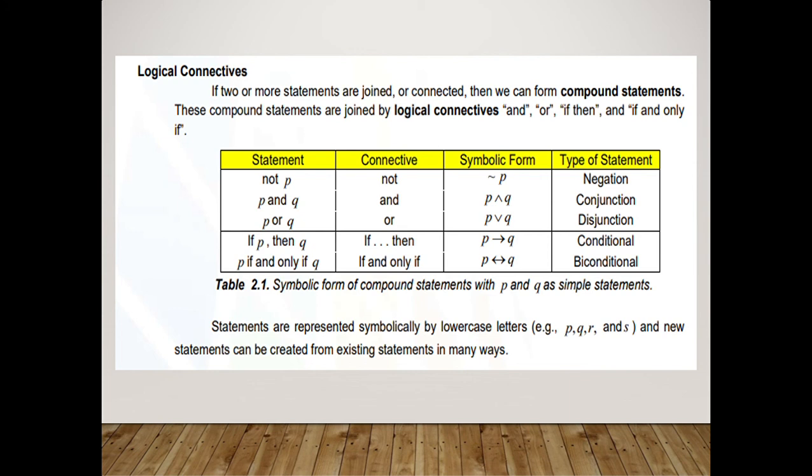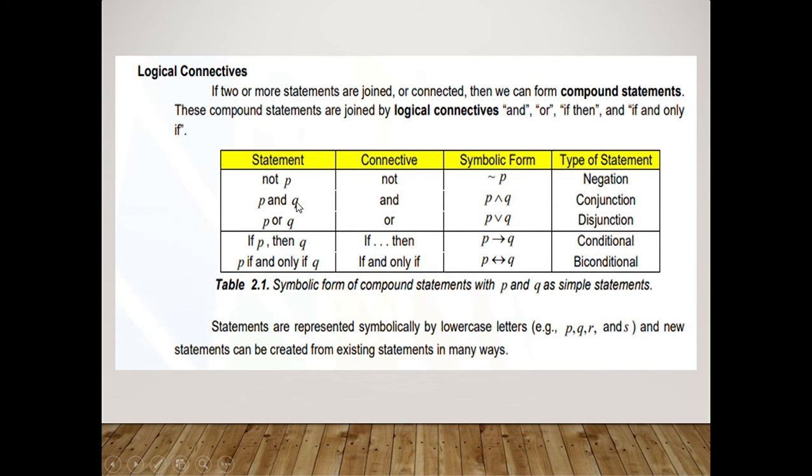Now let's discuss the logical connectives. If two or more statements are joined or connected, then we can form compound statements. So if two statements are joined by a connective, we call that a compound statement. Remember the statement, the connective that we use, the symbolic form, and the type of statement. Not P: the connective is not, the symbol is the small hook-like symbol, and the type of statement is negation.